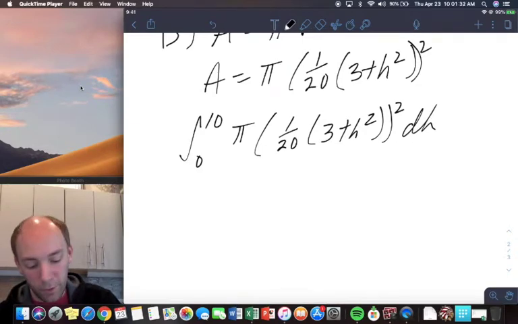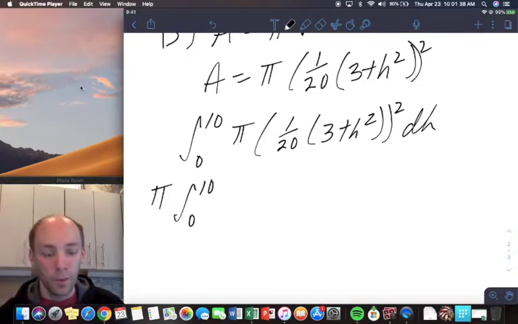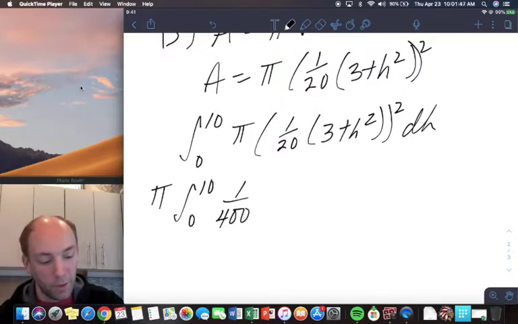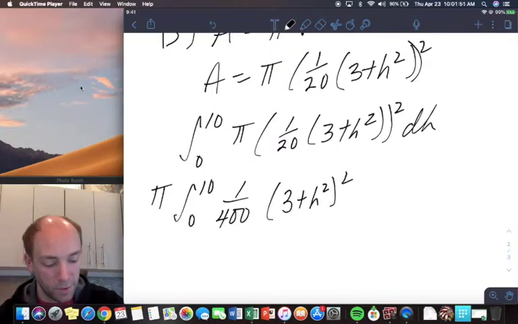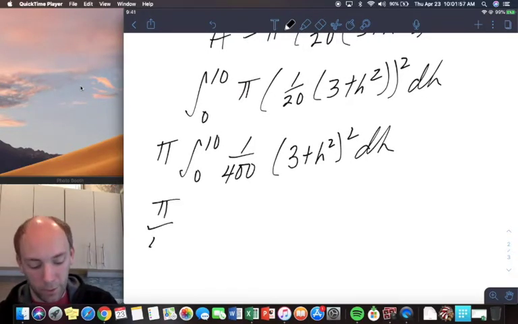So I can move the pi out in front. That'd be the easiest thing to do. And then I'm going to start squaring some things on the inside. When I square 1 over 20, I would get 1 over 400. And then I'm left with 3 plus h squared squared. So let's leave that for just a second. And then what I can do is move that 400 out in front. So pi over 400, integral 0 to 10.